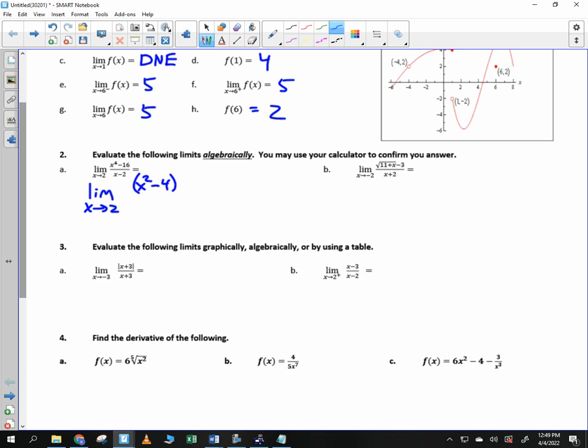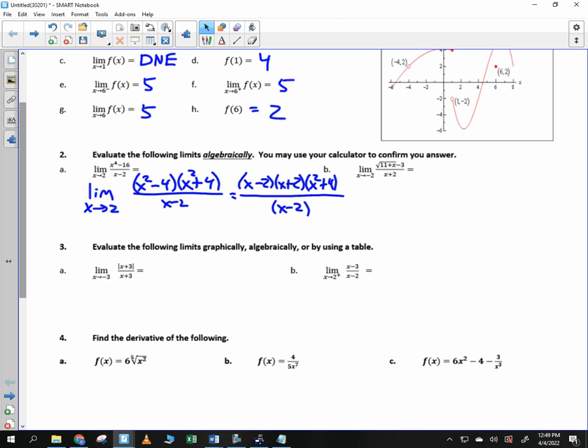So we have limit as x goes to 2 of x to the fourth minus 16 over x minus 2. And that factors, doesn't it? x minus 2 times x plus 2 times x squared plus 4, all over x minus 2. The x minus 2's do go away. Plug in 2, and you get 4 times 8, which is 32.